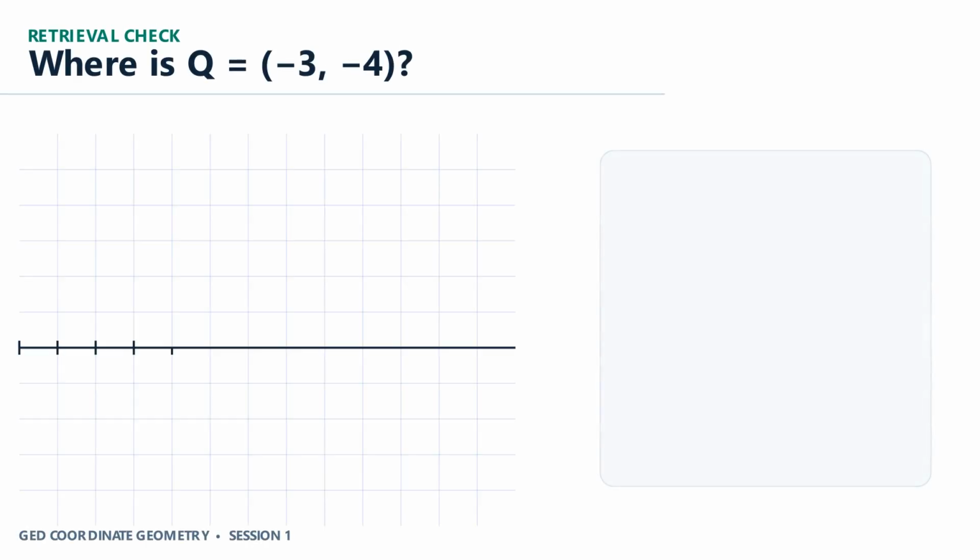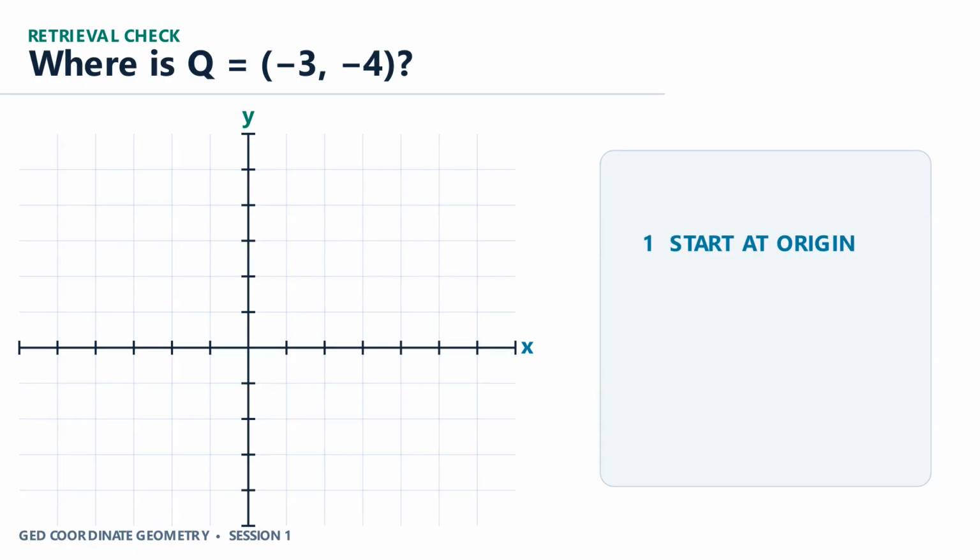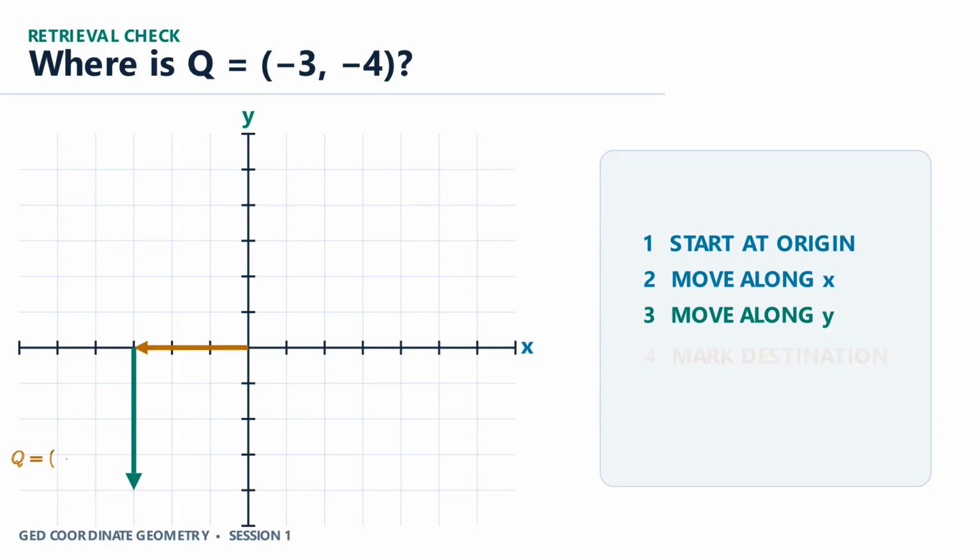Try this final check. Where is Q(-3, -4)? Start at the origin. -3 means left 3. -4 means down 4. The point lands in quadrant 3. Your repeatable method is simple. Start at the origin, move along x, move along y, mark the destination, then verify the sign pattern or axis.